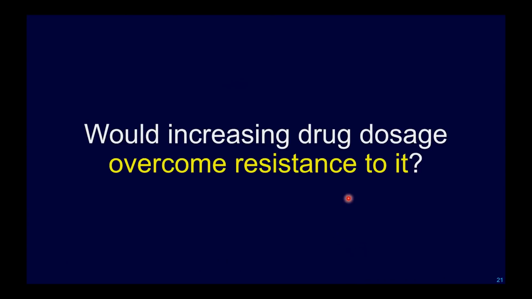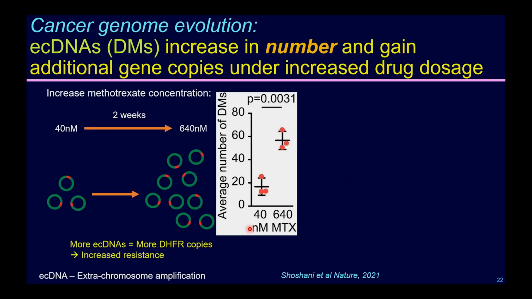Okay, so would increasing drug dosage overcome ecDNA-driven resistance to it? And we tested that in the DHFR model by increasing the level of methotrexate and asking what happened. And the answer is perhaps no surprise at all: you generate more ecDNA. So you go from about 20 per cell to about 60 per cell, and they're just perfectly happy.